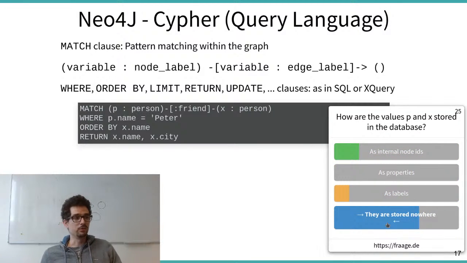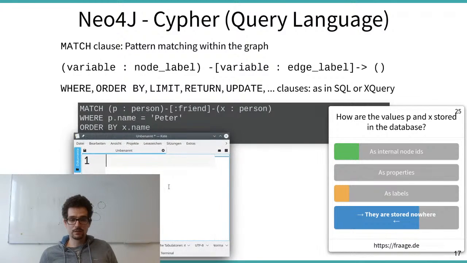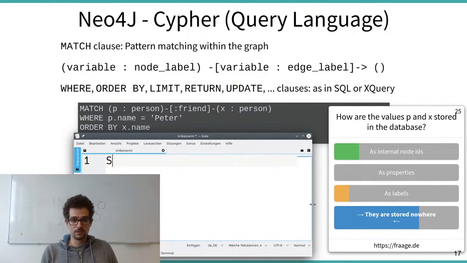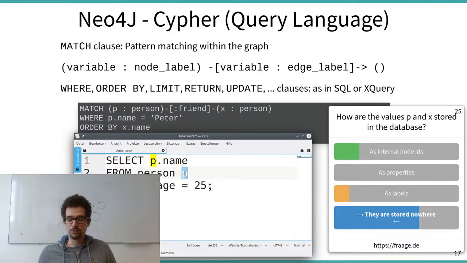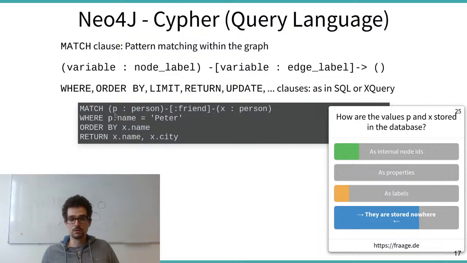They are stored nowhere. You are absolutely correct. These are no internal node IDs or something. This is like in SQL, the clause select p.name from person p, where p.age is 25 or something. So this is also not stored in the database. I can call it as I want. This is just for me to refer to that, in this case, node and this node.